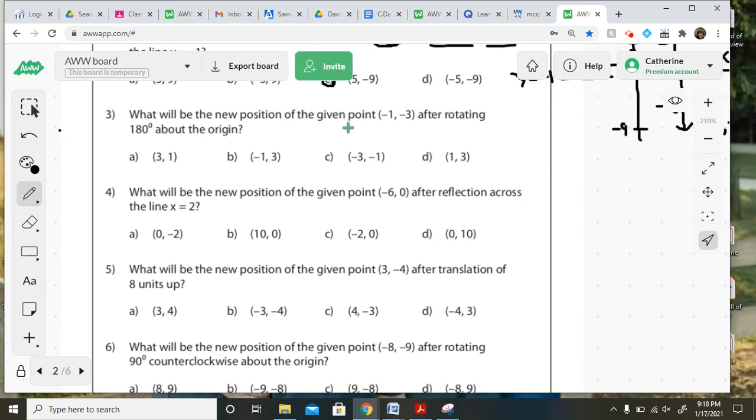What will be the new position of the given point -1, -3 after rotating 180 degrees about the origin? Remember, when we rotate 180 degrees, it's the same thing as turning completely around. When we turn 90 degrees, our x and y coordinates switch places. But when we go 180 degrees, they do not. So our x and y will stay the same, but their signs will both go opposite. Well, in this case, they're both negative, so they'll both go positive. So this is +1, +3, and that is the letter D.